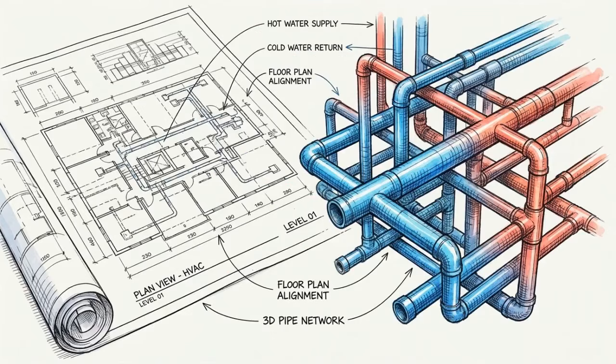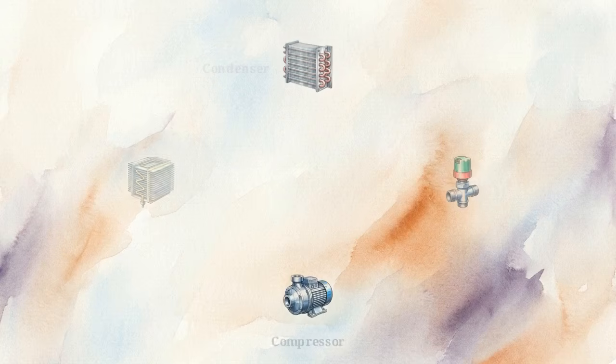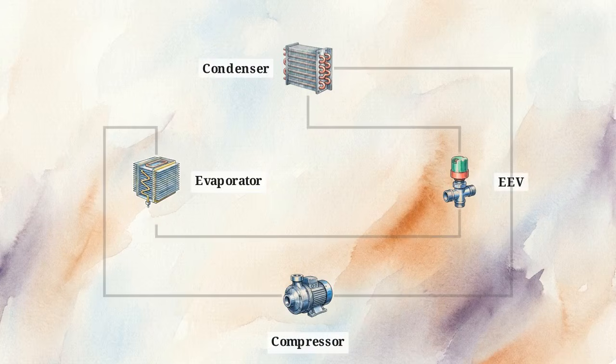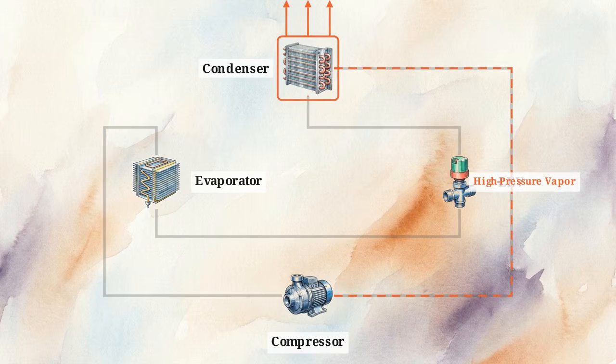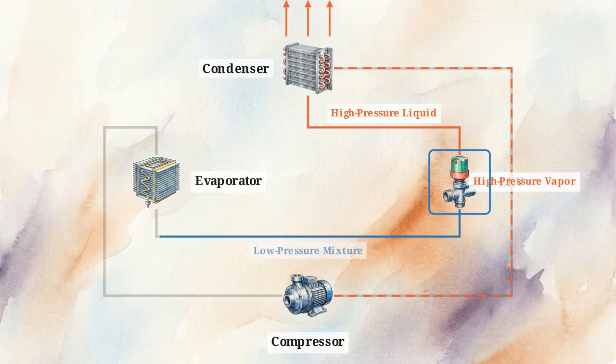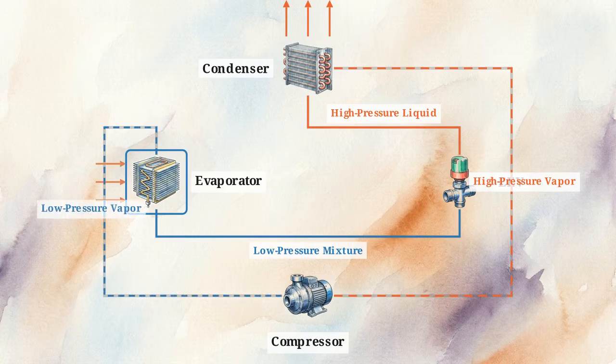Selecting the right equipment is the prerequisite. Translating that into performance requires understanding the thermodynamic reality of the VRF cycle. This diagram tracks the 4-step loop. The compressor forces low-pressure vapor into high-pressure vapor. The condenser rejects heat, yielding high-pressure liquid. The EEV throttles liquid to drop pressure, and the evaporator absorbs room heat, turning refrigerant back into vapor.